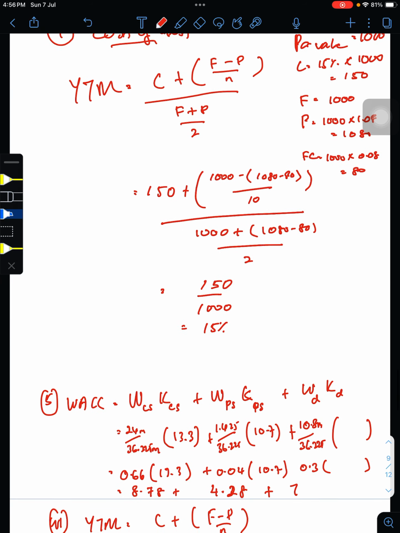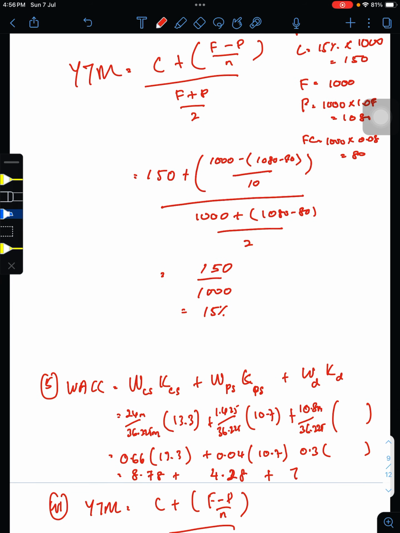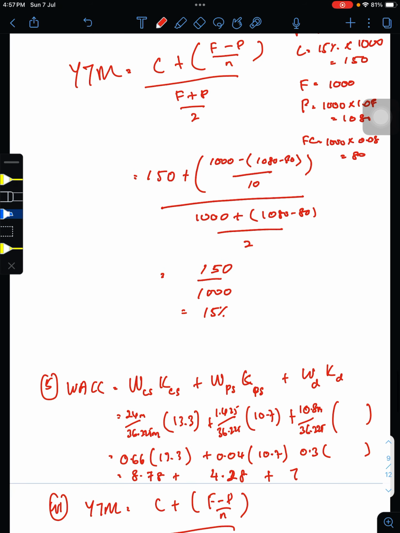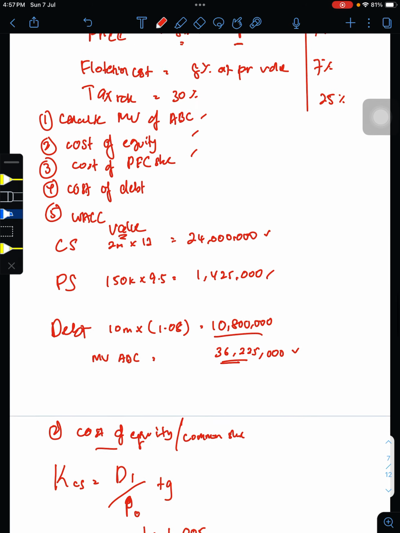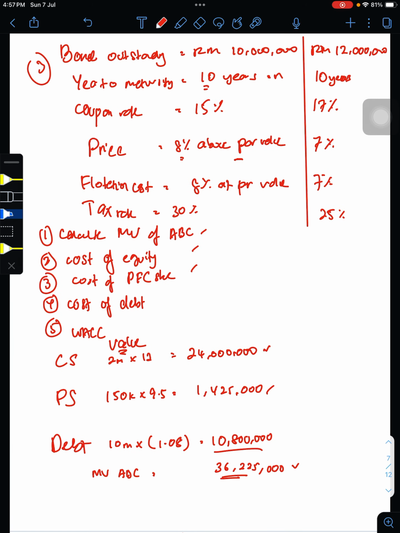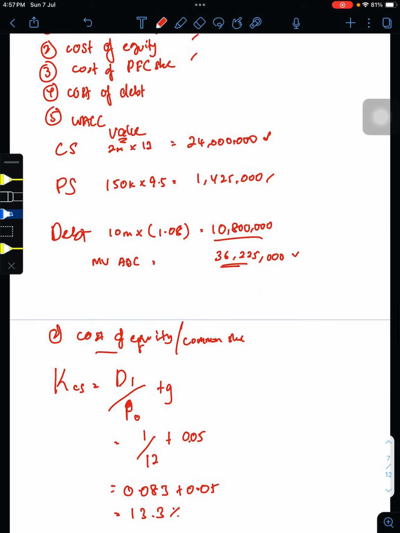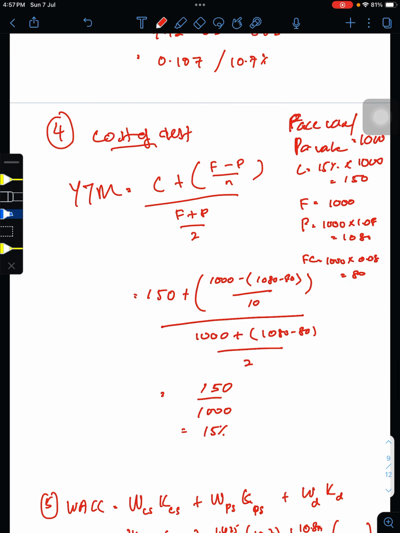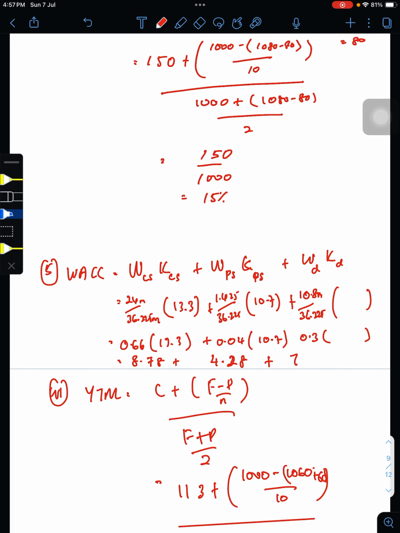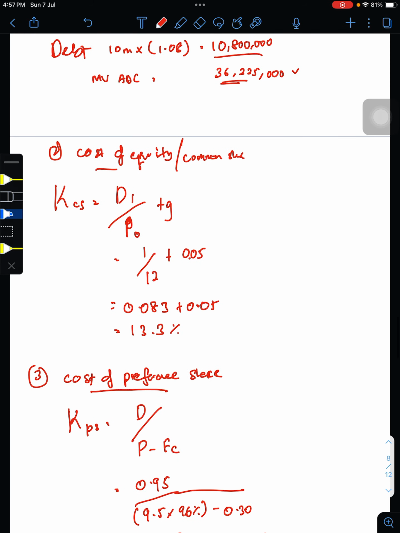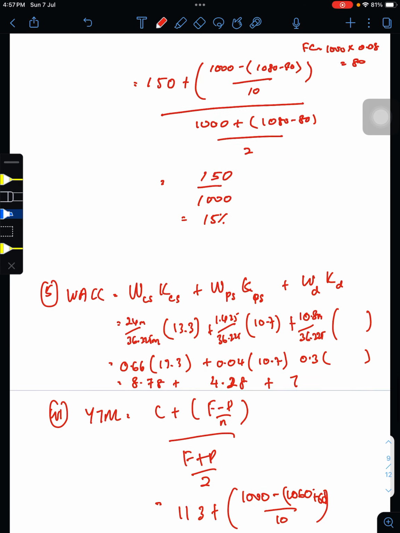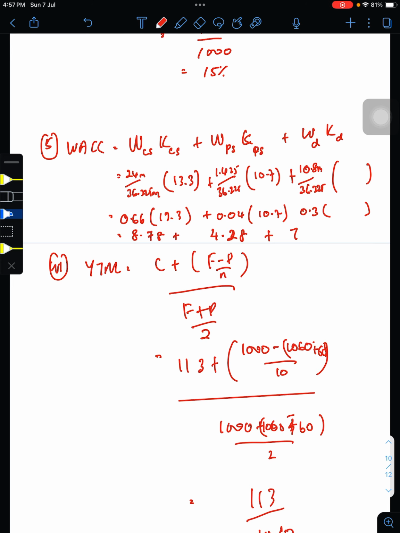Alright, so now we'll compile all the parts together. The weight of common stock, how do you get here? You go back to question 1. So here the weight of common stock is 24 million divided by the total market value of ABC, which is 36225. So 24 divided by 36225. The cost of common share, which is part 2 of your question, is 13.3%. So you put here 13.3.